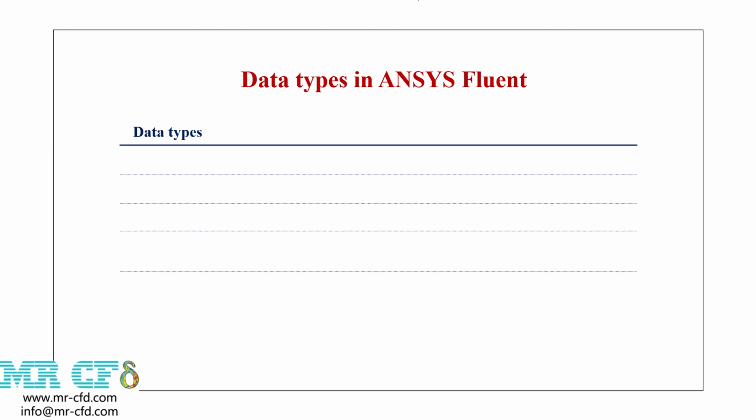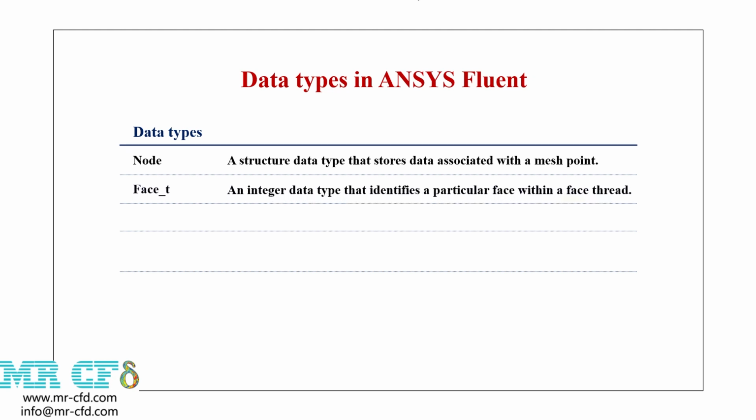Some of the most commonly used data types in ANSYS Fluent include node. This is a type of data structure that stores information related to a node of the network. Face_t. This is a data structure in the form of an integer that defines a specific surface within a string of surfaces or face thread. In other words, we have several surfaces in the form of a surface thread, and we want to select one surface from among these surfaces.